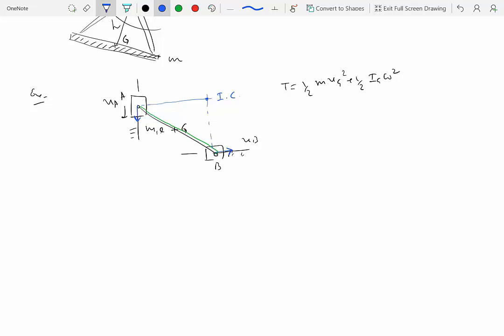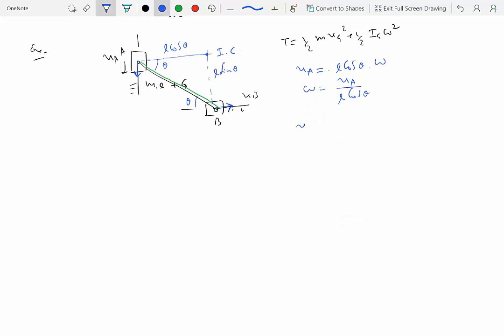Now we can say V_A is equal to this distance times omega. If this angle is theta, then this angle is theta, and that means this distance is L cosine theta, and this is L sine theta. So if V_A is known, then omega can be directly obtained from that. Omega would be equal to V_A over L cosine theta. At the same time, you can write the velocity of B as L sine theta times omega. So instead of V_A, if V_B is given, then omega can be written as V_B over L sine theta.